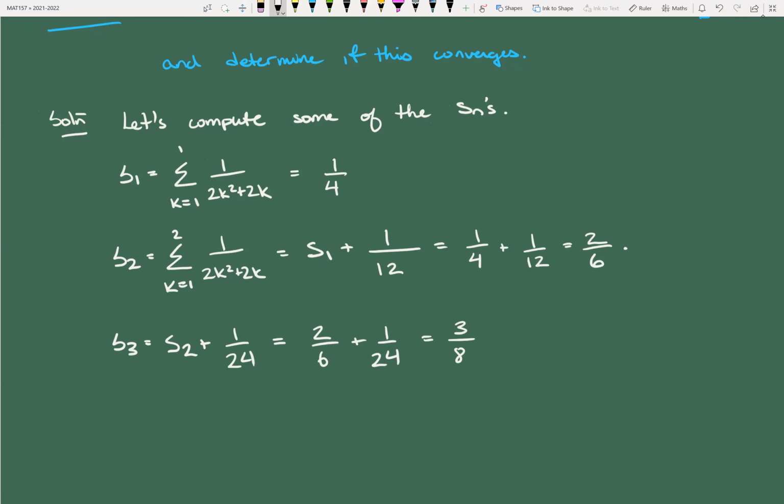Probably you guys see the pattern here, but let me just do one more really quickly. When I plug 4 into there, 16, 32, and 8 is 40. So it's going to be 3/8 plus 1/40. So that's going to be 16/40, which I'm going to write as 4/10.